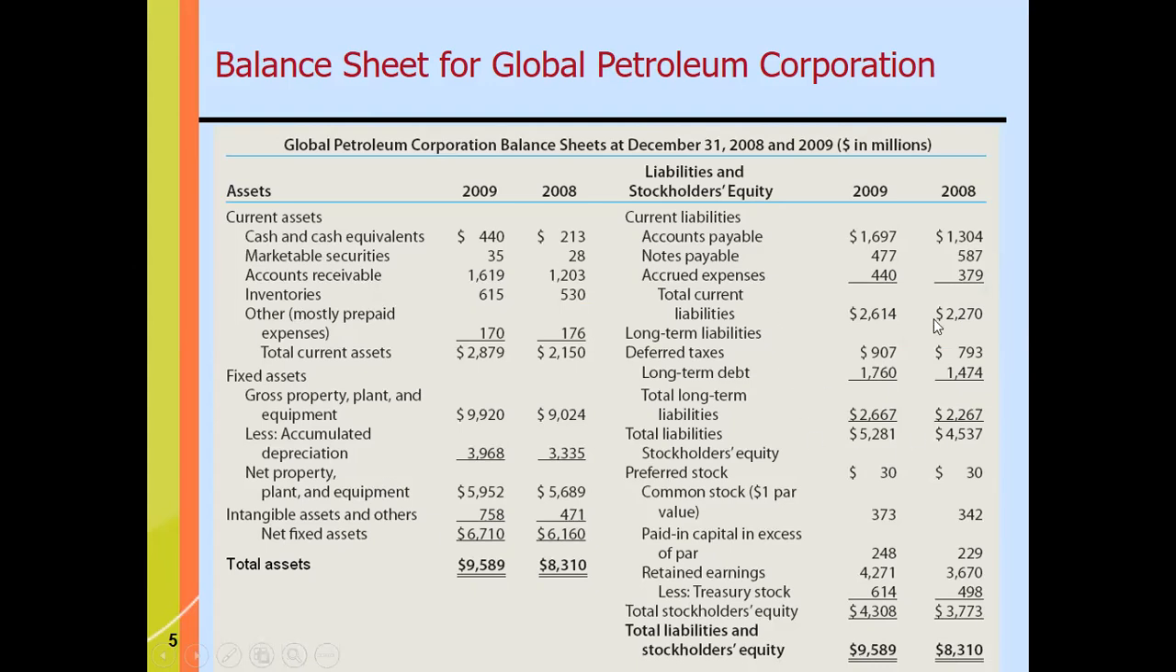That's the left side. On the right side, we have the liabilities and stockholders' equity or shareholders' equity, from current and non-current or long-term liabilities, and also stockholders' equity. So we have the preferred stock or preference share, common stock or ordinary share, as well as the other components of our equity. If we add liabilities and shareholders' equity, we will get the total liabilities and stockholders' equity. The two sides must always be equal.